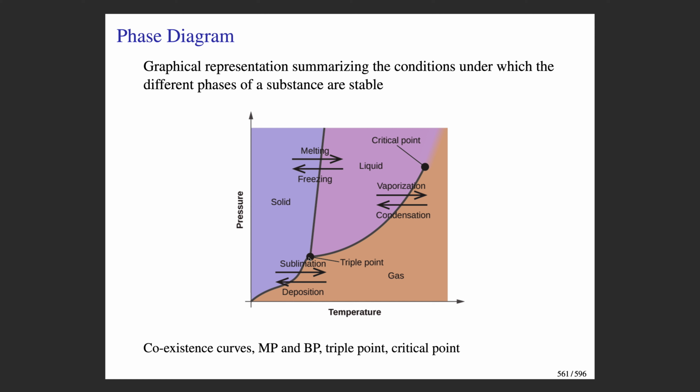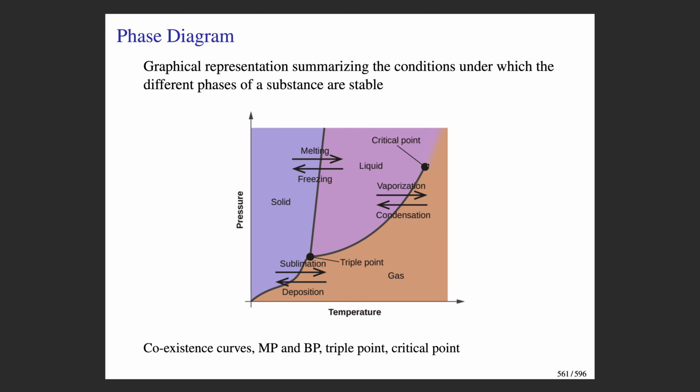This point here in the middle, where all three regions meet, is called the triple point. Every substance has a unique triple point, the corresponding triple point temperature and triple point pressure, where all three phases of matter are in equilibrium. So at this particular point, the solid, liquid, and vapor phase are all in equilibrium with one another.